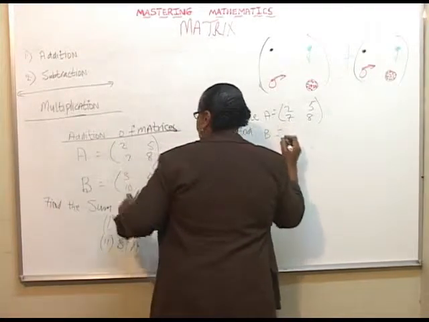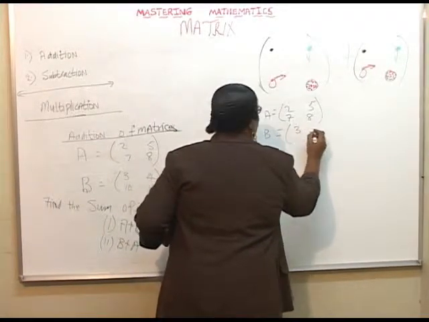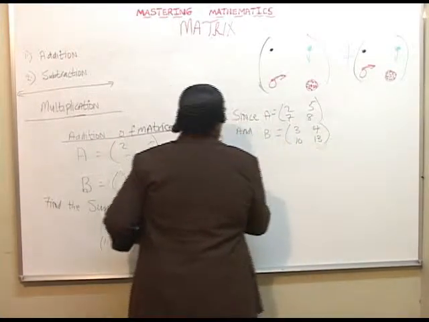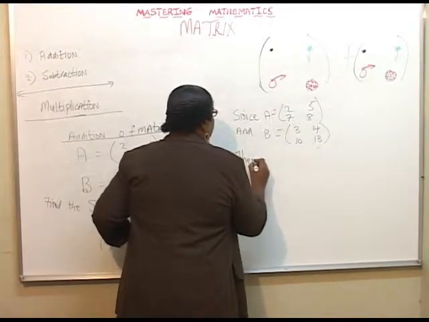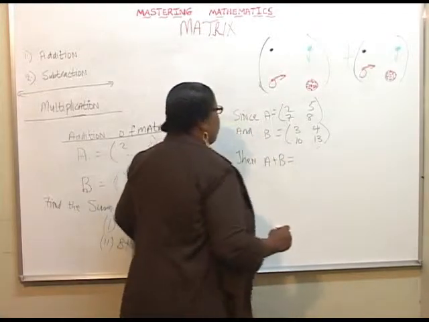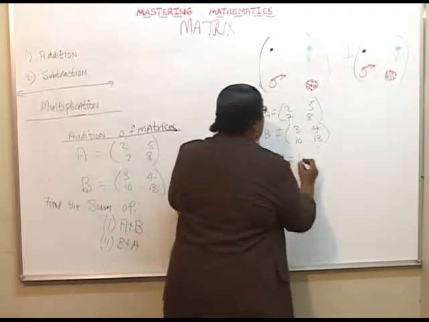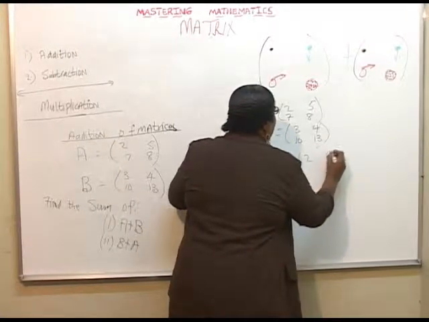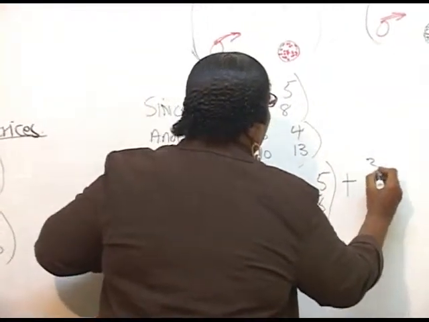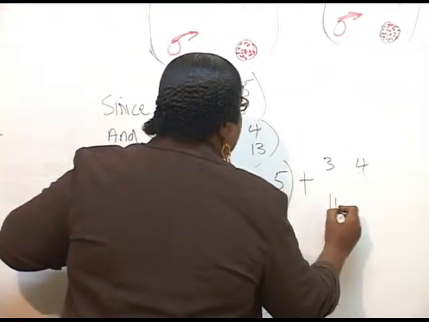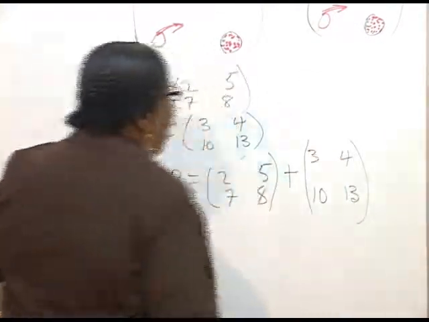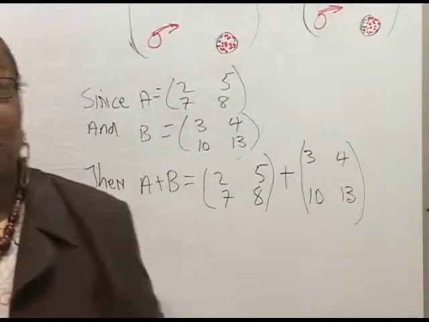and B is equal to 3, 4, 10, 13, then A plus B would be equal to, we substitute what A is, so it is our 2, 5, 7, 8, and it is plus our 3, 4, 10, 13. So how is this addition achieved?